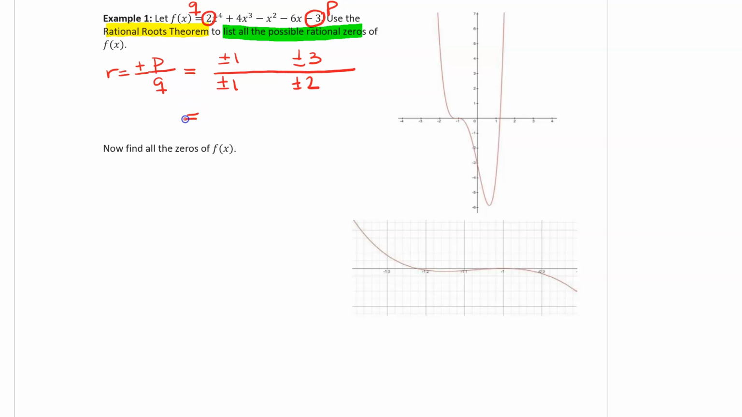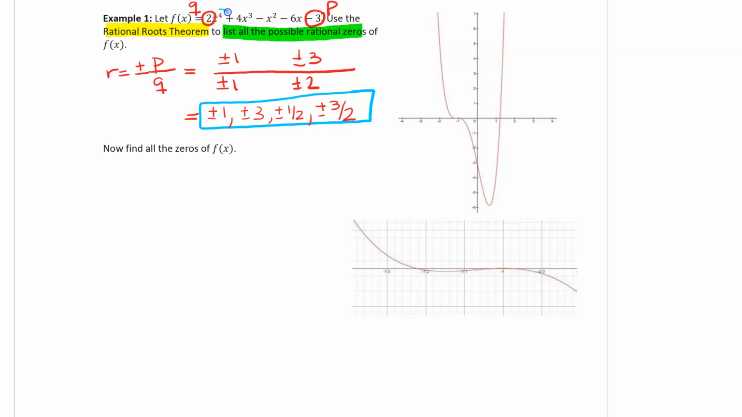Now this is set up as a fraction, so what we're going to do now is take everything in the top and divide it by 1. And then I'm going to take everything in the top and divide it by 2. And so what you're doing is dividing all of your numbers in the top by every number in the bottom. And I try to go systematically so that I don't miss one. So 1 divided by 1, so it would be plus or minus 1. 3 divided by 1, so it would be plus or minus 3. 1 divided by 2 would be plus or minus 1/2. 3 divided by 2, so it would be plus or minus 3 over 2. And so this would give me all the possibilities of what the zero could be.